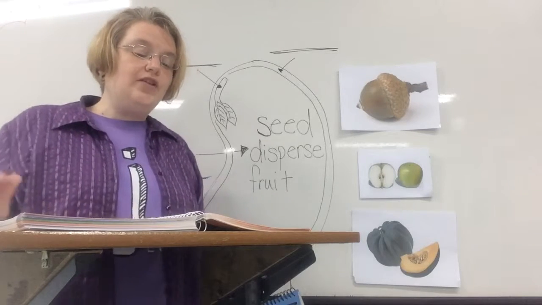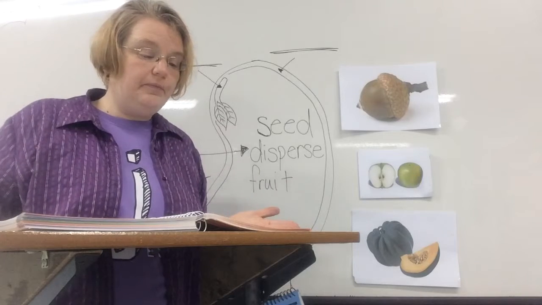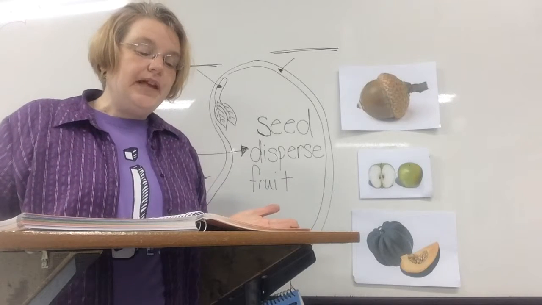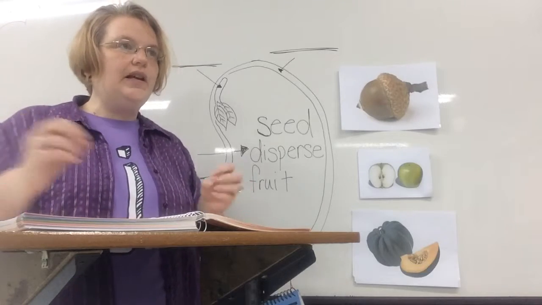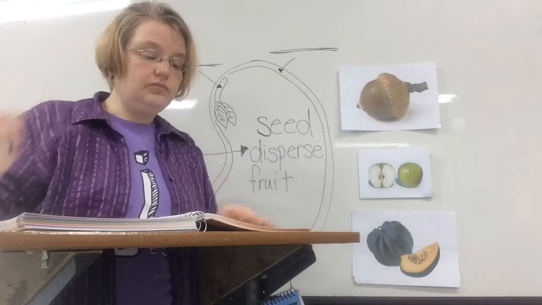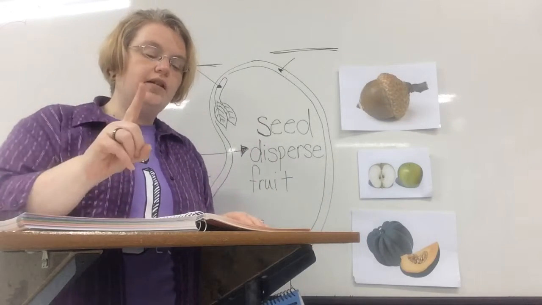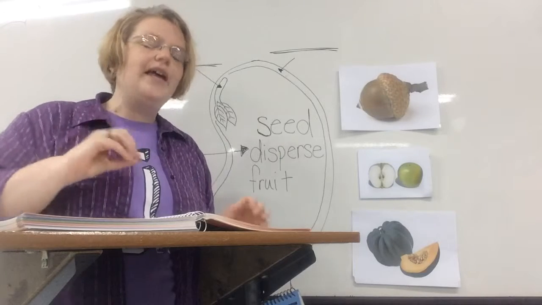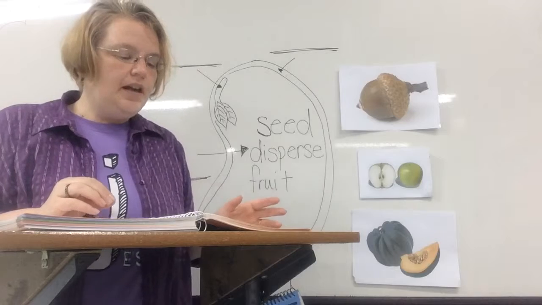In order for a plant to reproduce, its seeds must find a place to grow. God gave plants many ways to disperse or spread their seeds, meaning they need to find a place to grow. Three ways seeds can disperse are by wind, water, and by animals or people. And we'll explain that in just a moment.